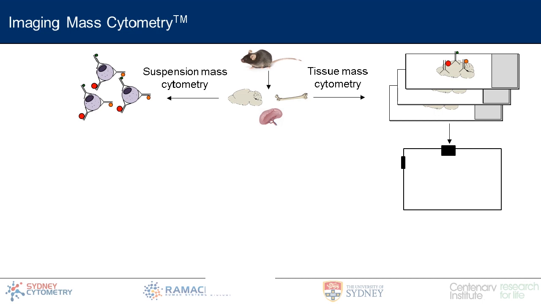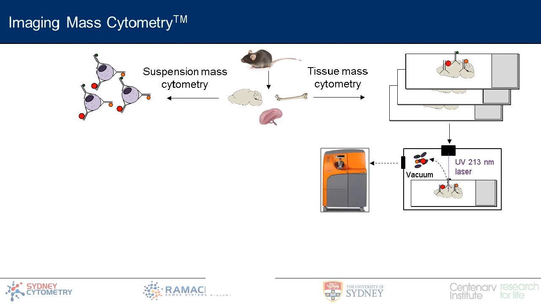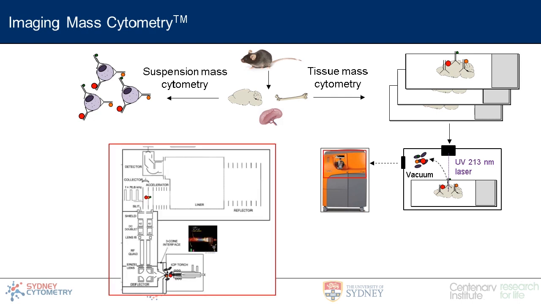This sample can then be put into an ablation chamber where a high-power UV laser can ablate small sections of the tissue. This will release whatever is inside the tissue, as well as the metals that we've introduced using our antibody labeling. And then this can be taken into the CyTOF and measured using essentially the same process that's used for suspension mass cytometry, being measured in a time of flight system.